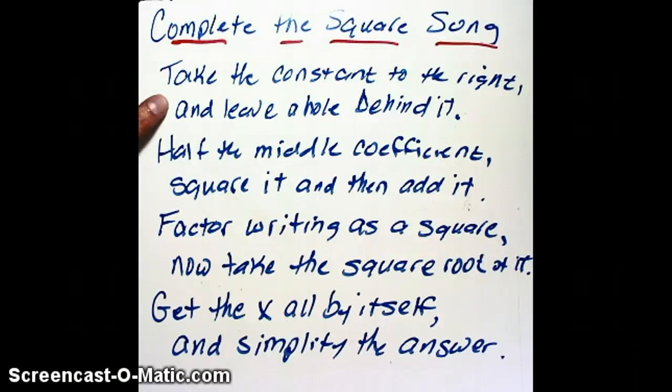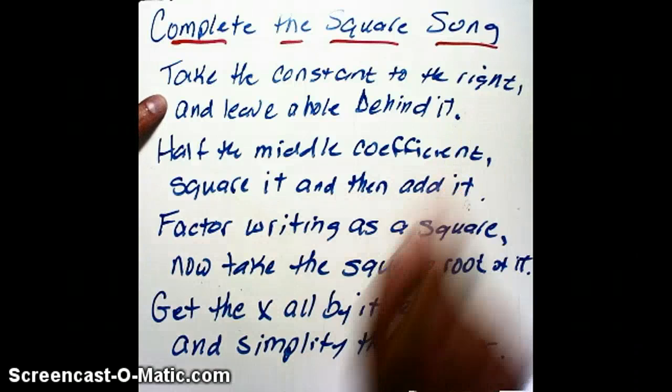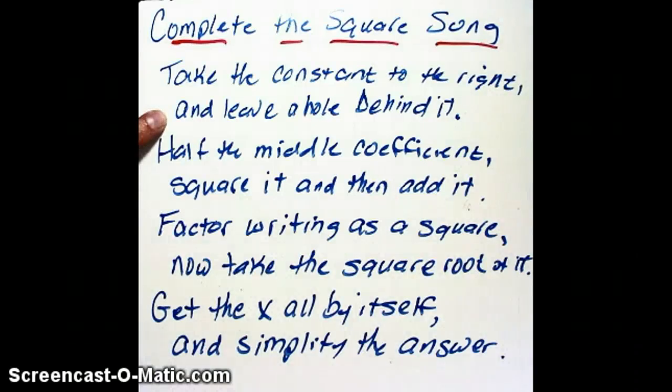Take the constant to the right and leave a hole behind it. Half the middle coefficient, square it, and then add it. Factor writing as a square. Now take the square root of it. Get the x all by itself and simplify the answer.